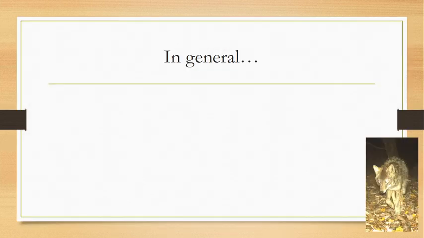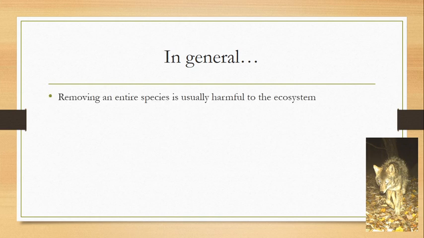Let me just give you a few things to think about. So these are not absolutes, but these are generals. For example, in general, removing an entire species is usually harmful to the environment. So wildlife managers in the modern era are rarely looking to eliminate an entire species unless it is an introduced species. Coyotes are native to North America. Most wildlife managers are not looking to eliminate them. There are individuals that are looking to eliminate them, but not wildlife professionals.